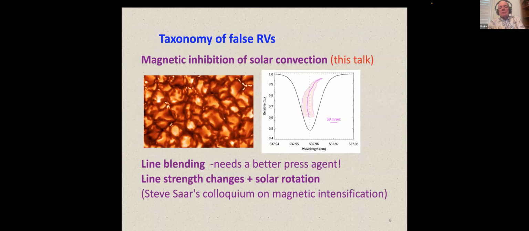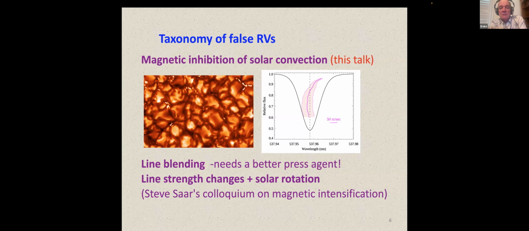There are a number of sources that can cause false radial velocities. And I actually want to discuss this slide from the bottom up. So go down to the bottom. Steve Saar gave a colloquium on magnetic intensification. If you have a spectral line affected by a magnetic field at one spot on the solar disk, the magnetic field can actually increase the strength of the line without necessarily increasing the asymmetry of the line. The line can be perfectly symmetric, and its velocity not shifted, but its strength can increase.